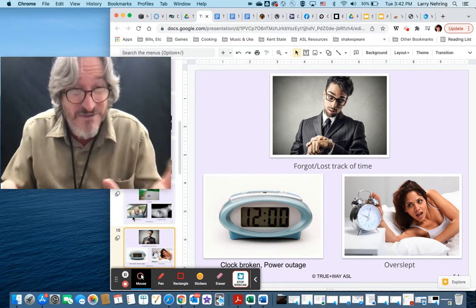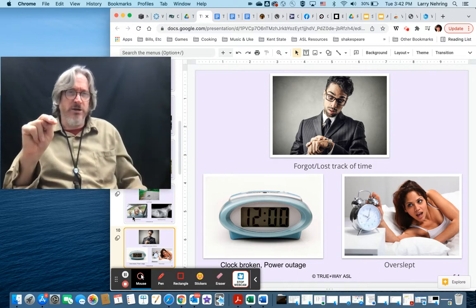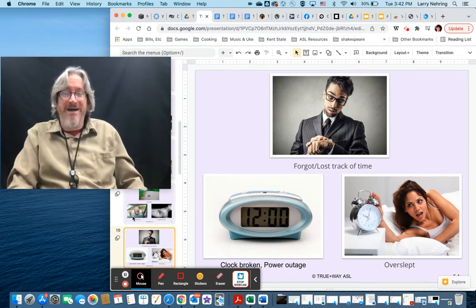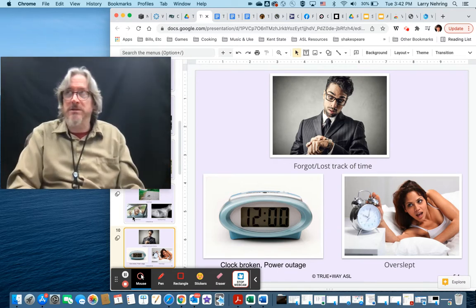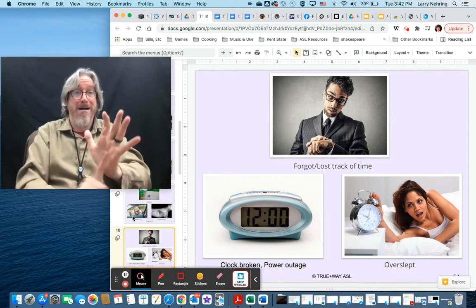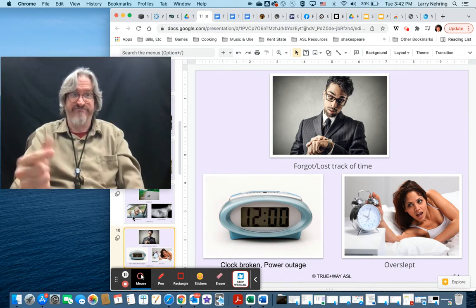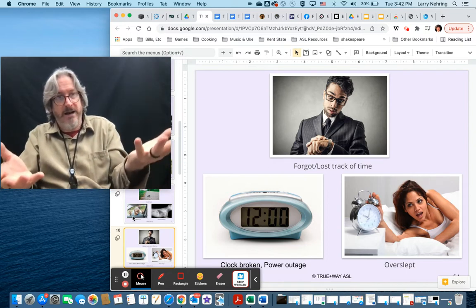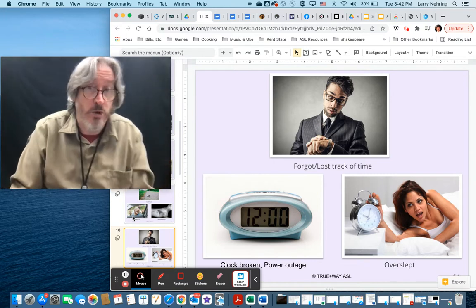This is something that's not from this chapter, but it's a good sign to start looking at. NG, no good. NG. Boot, let's see. Alarm. So the power went out, and my clock alarm didn't work.